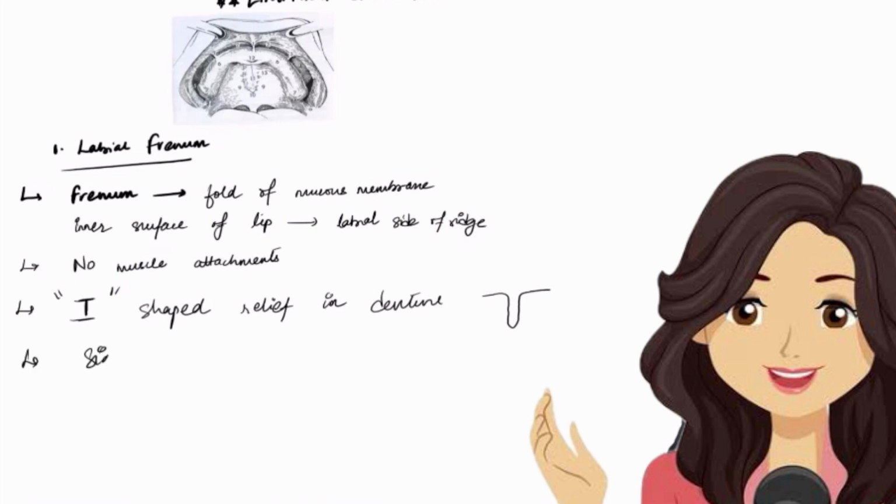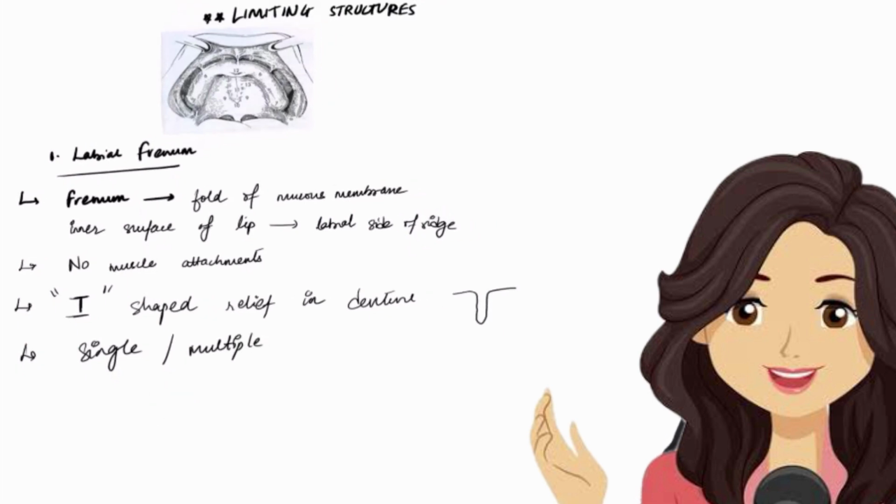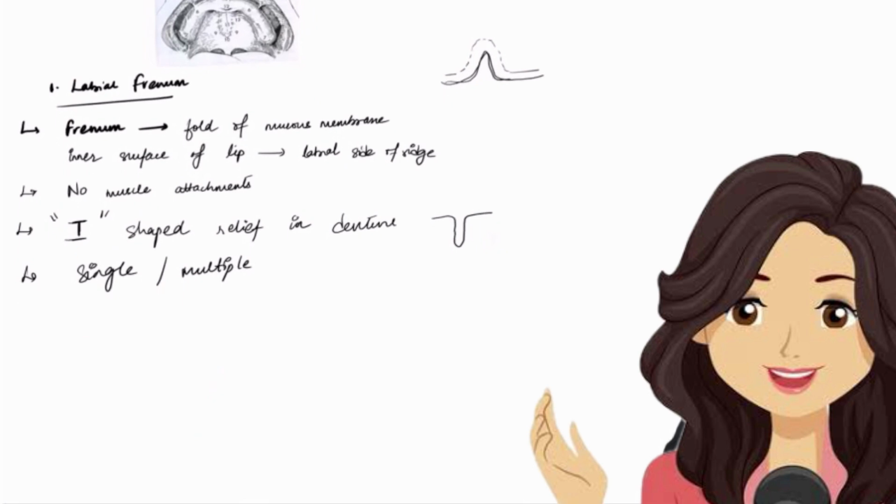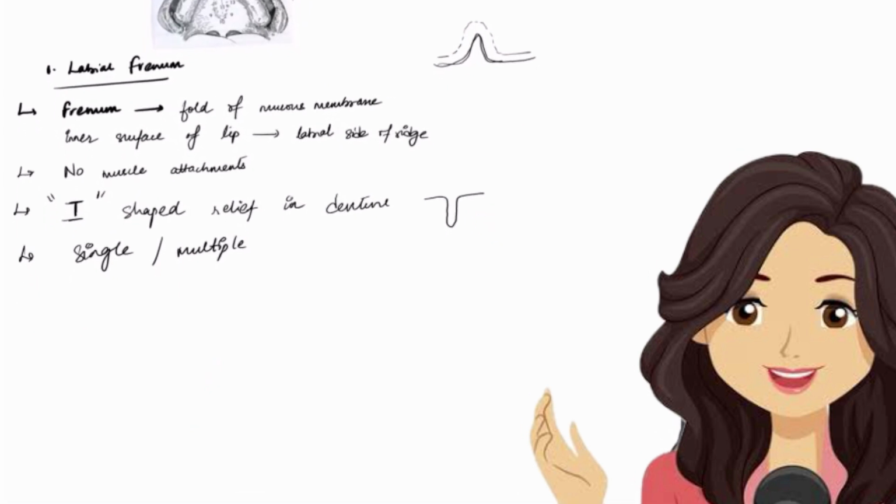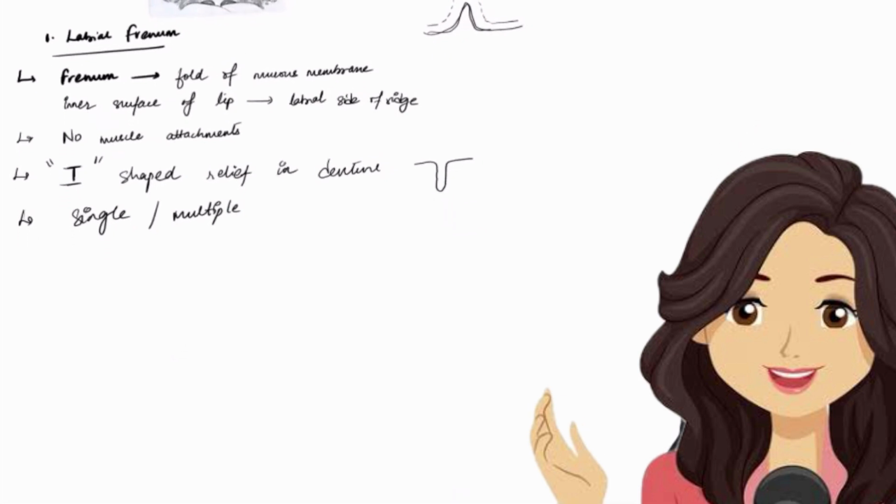It could be either single or it could be multiple in nature, but the labial frenum looks somewhat like this. And corresponding to it, you give an I-shaped relief in the maxillary labial denture. Mainly it will be the action of the lip that is going to affect the labial frenum. Apart from that, you don't have any particular muscular attachment. So that is your first limiting structure.